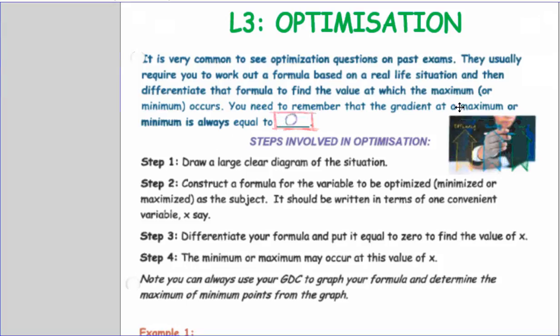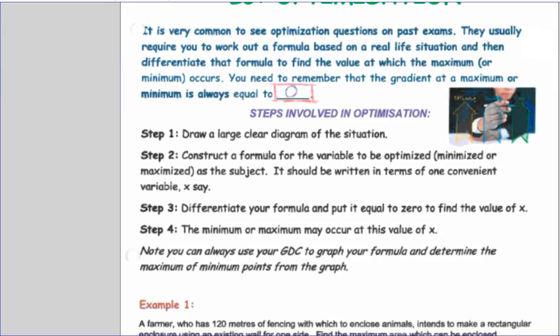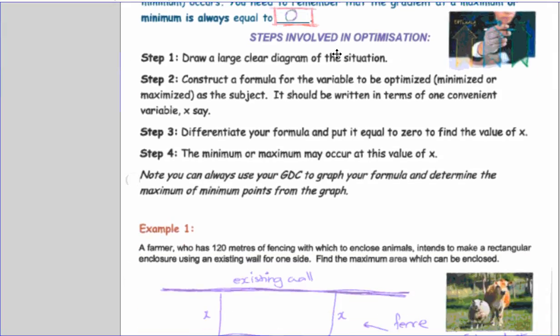Steps involved in optimization. Draw a large clear diagram of the situation if it hasn't already been done for you. Sometimes it has in the questions. Now, step 2 would probably be you'd be asked to construct a formula for the variable to be optimized, like volume, for example, or area or something like that. It should be written in terms of one variable, for example, x. Then you're asked to, quite often, differentiate that formula, find the gradient function for that formula, set it equal to 0, because to find a maximum value or a minimum value, and then solve for x.